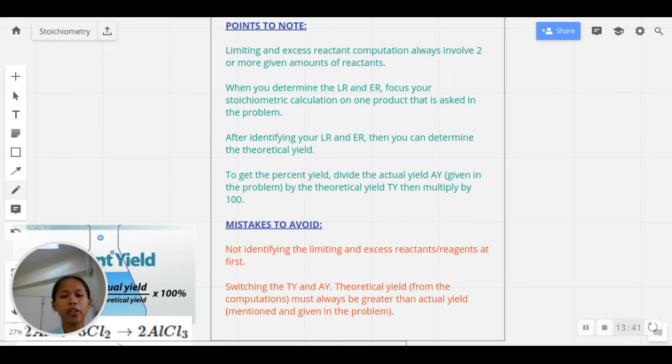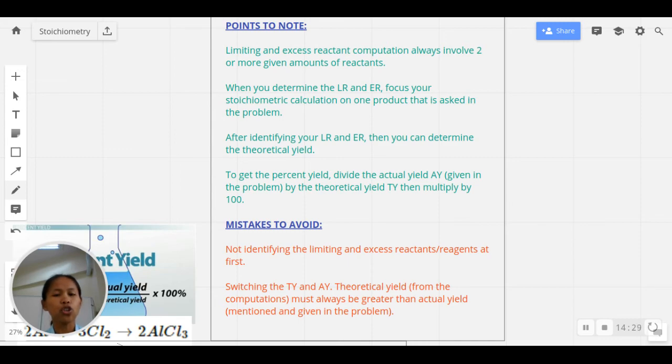And then after identifying your LR and ER, you can determine your theoretical yield, which is always the smaller or the smallest value if there are more than two values. So the smallest value, because it's being limited by your limiting reactant. And lastly, to get the percent yield, always divide your actual yield, which is smaller in value, by your theoretical yield, higher in value, before you multiply the quotient by 100. Mistakes to avoid: do not ever forget to identify your LR and ER first before proceeding to solving your percent yield. That is, if in the problem you're given more than one value of your reactants.